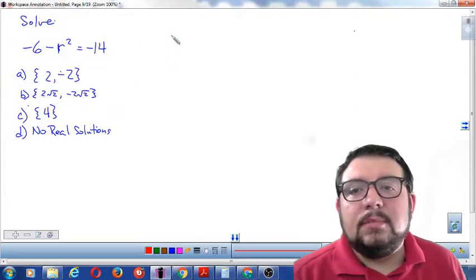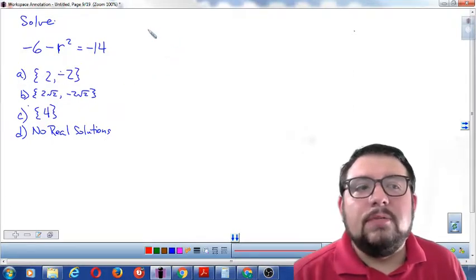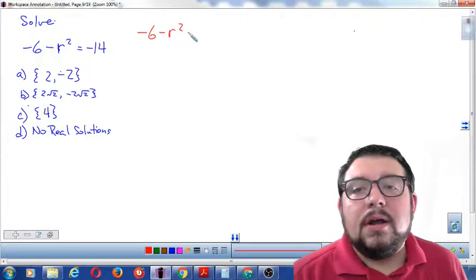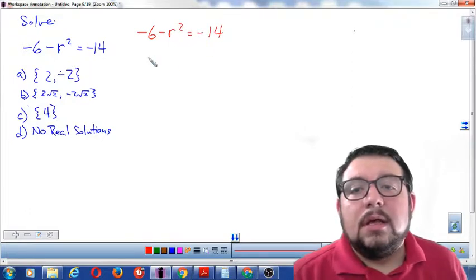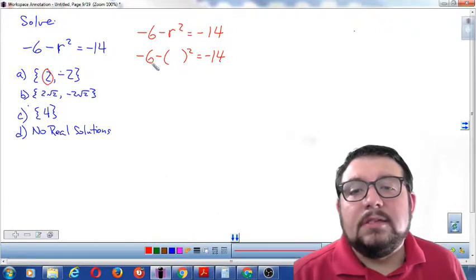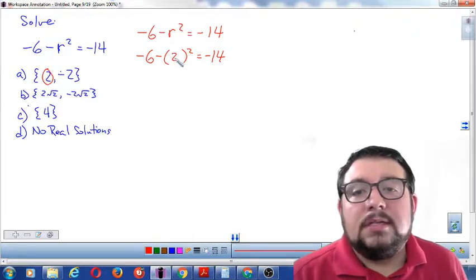This is an excellent multiple choice strategy called substitution. It will get you out of a lot of binds in case you start freaking out on the test and you don't remember the finer points of all your algebra. So let's do this. -6 minus r squared equals -14. The way you substitute is to just put parentheses instead of the letter. And in those parentheses, I'll put my first value, +2. And let's see if this works now. -6 minus 2 squared is 4.